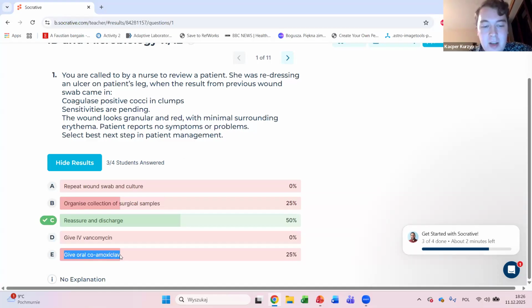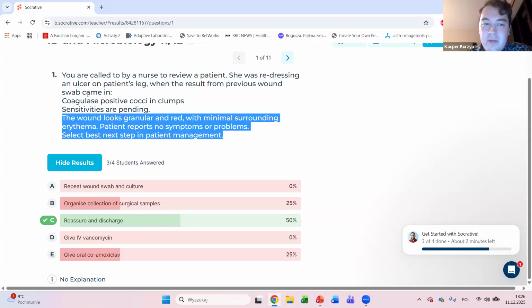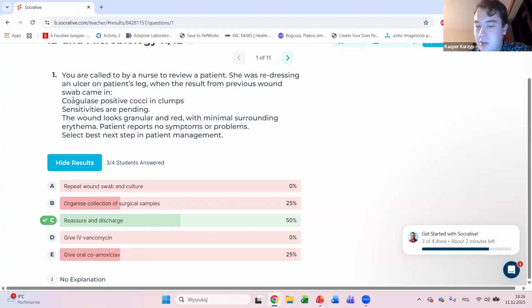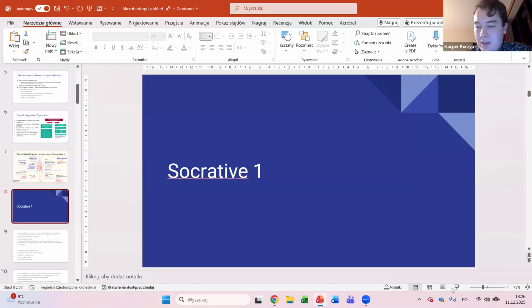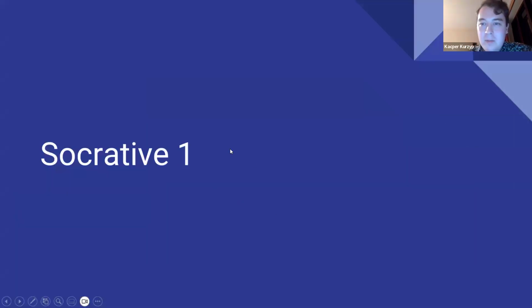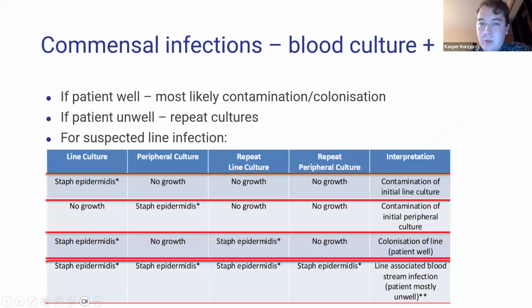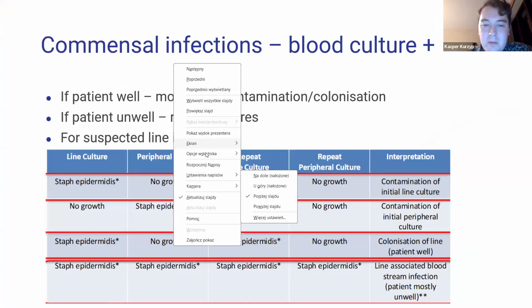Giving oral co-amoxiclav is also a nice idea. You have identified that this is likely a staph, and indeed, co-amoxiclav would be a good treatment for staphylococcal infection. However, similar to the first part, our patient does not have an infection syndrome, so actually, there isn't anything to treat. Okay, so that was a nice warm-up, and here we go to the commensal infections.